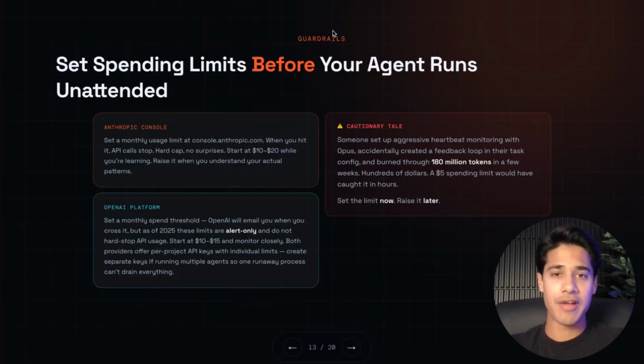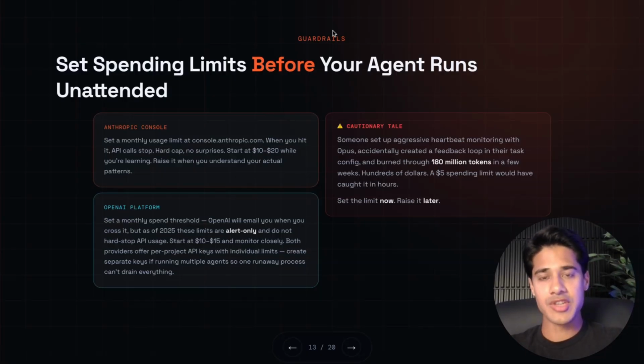On OpenAI's platform, you can set a monthly spend threshold, and they'll email you when you cross it. OpenAI's spend limits are alert only. They do not guarantee a hard stop on API usage. Users have been charged well over their set thresholds. So don't rely on OpenAI's limit as a safety net the way that you can with Anthropic's hard cap.